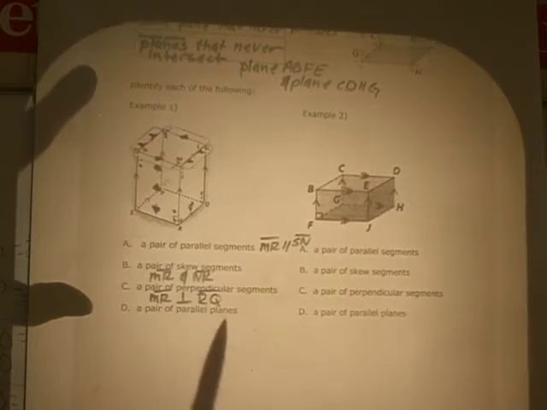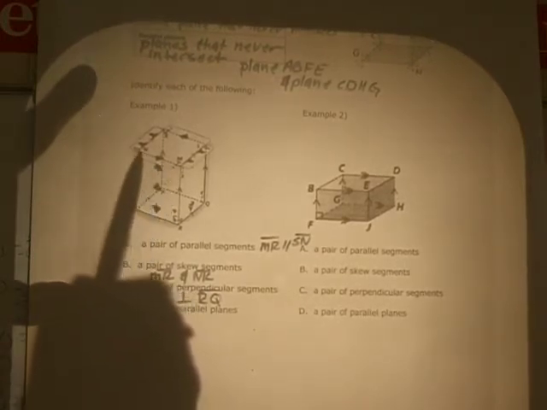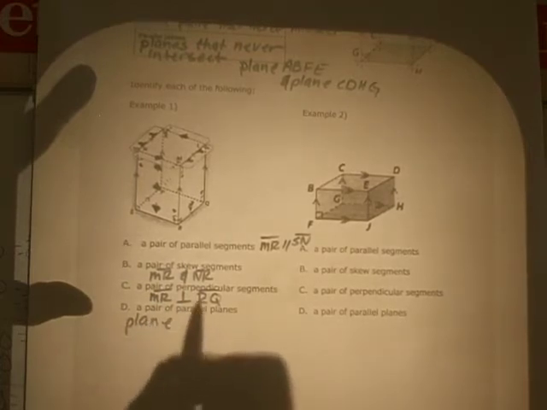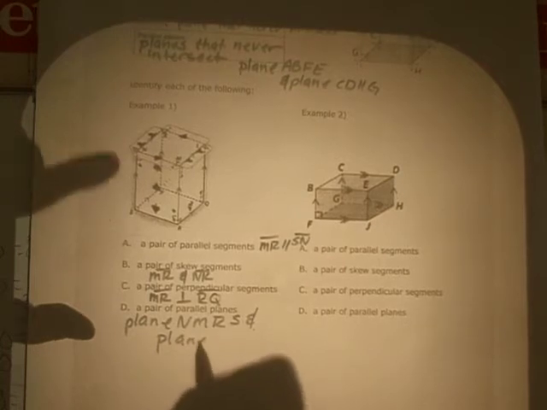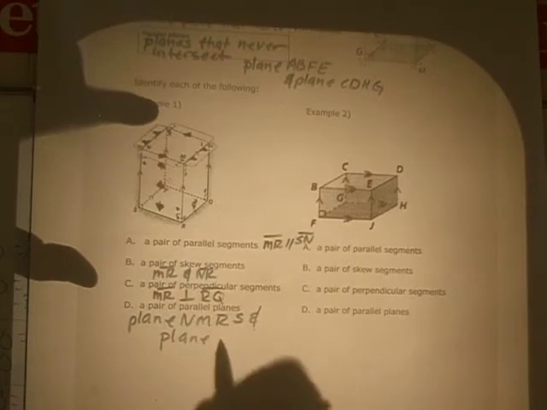And lastly, parallel planes. This time I'm going to do this front side. Plane NMR, I think that's an S. And plane, the back side, will be KLQP.